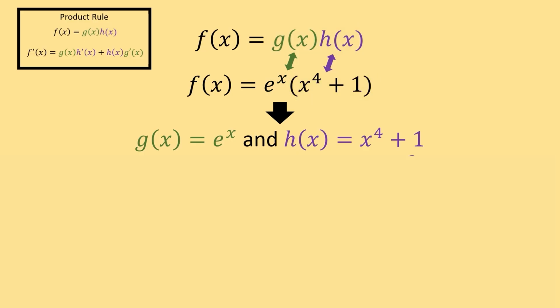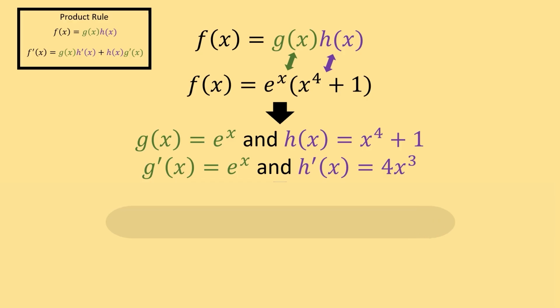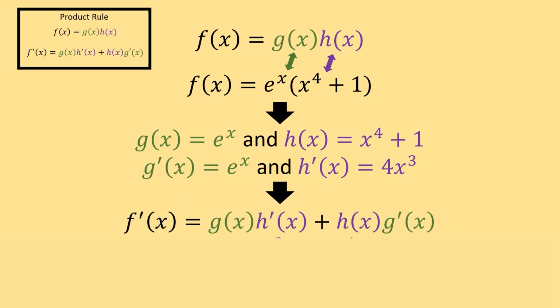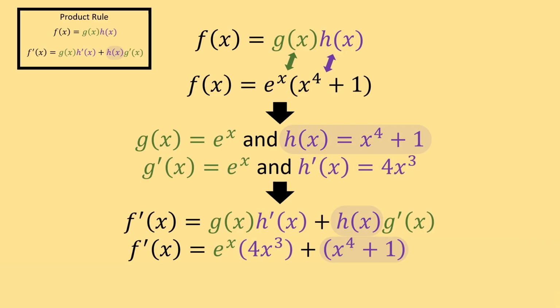We then can find our derivative of those individual functions. E to the x is its own derivative, so g prime of x is e to the x, and the derivative of h of x is going to be 4x cubed by the power rule. We already know what our template for the product rule is, so I'll put that here, and we just plug everything in. So g of x is e to the x, h prime of x is 4x cubed, so we'll multiply those two together, and then we'll add h of x, which is x to the fourth plus 1, times g prime of x, which is e to the x.